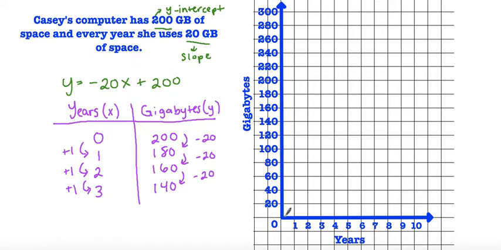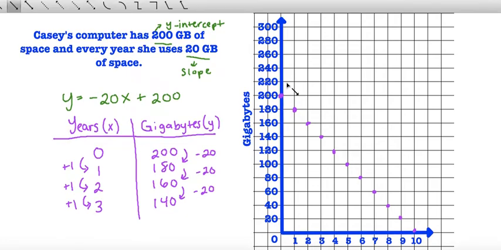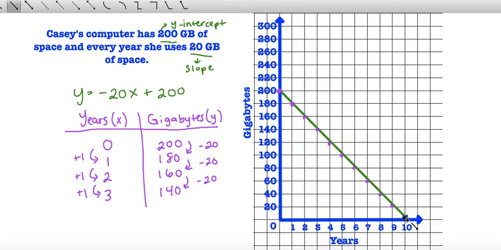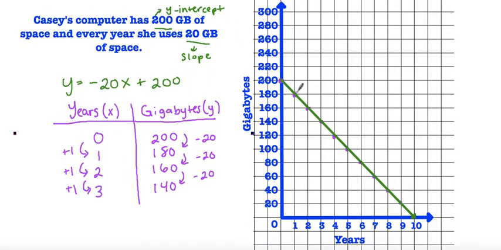And if we're going to plot that, we're going to start off at (0, 200), because her computer started off with 200 gigabytes. And then we're going to represent her loss of 20 gigabytes each year. And I'm going to draw my line through that. You'll notice that our line is decreasing, and that's because with every year that's passing, she has less and less gigabytes on her computer.